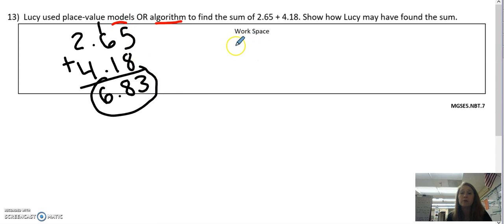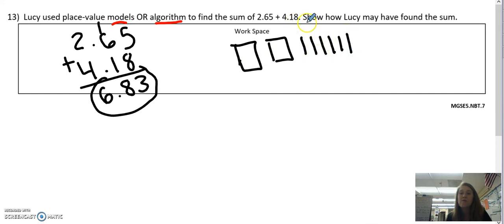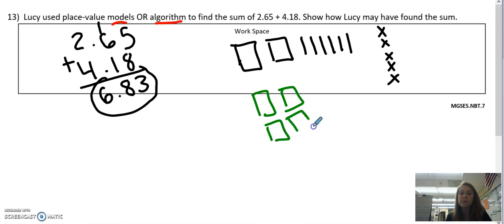If I wanted to use models, I could simply draw 2 wholes, 6 tenths, 1, 2, 3, 4, 5, 6, and 5 hundredths, which I do as X's. 1, 2, 3, 4, 5. I'm going to use a different color here to help me out. 4 wholes, 1, 2, 3, 4, 1 tenth, and 8 hundredths. 1, 2, 3, 4, 5, 6, 7, 8. And all I do now is count them up.